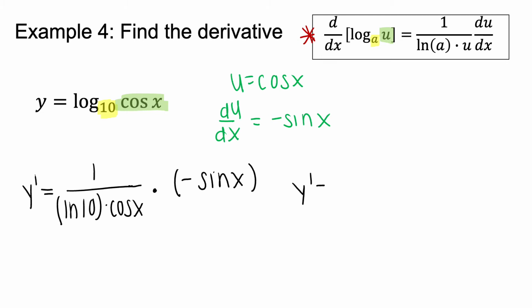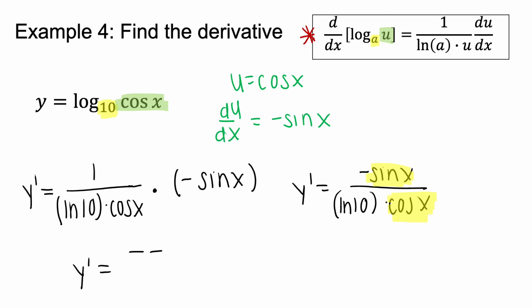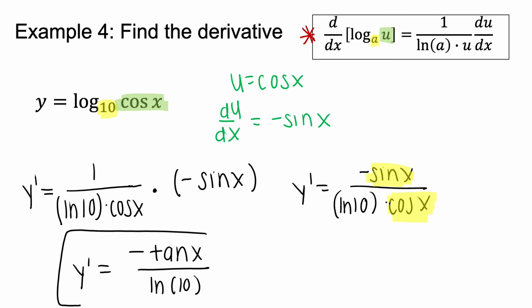Simplifying, this would be y prime equals negative sine of x over the natural log of 10 times cosine of x. And hopefully you remember your trig identities and you recognize that sine over cosine is just equal to tangent. So we can write our derivative y prime as negative tangent of x over the natural log of 10. So just a little bit different in that there's a different formula for us to follow, but once you identify your a, your u, and your du dx, you can just fill in and then simplify as necessary.